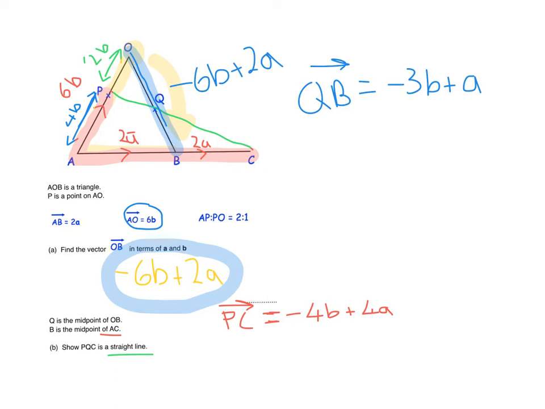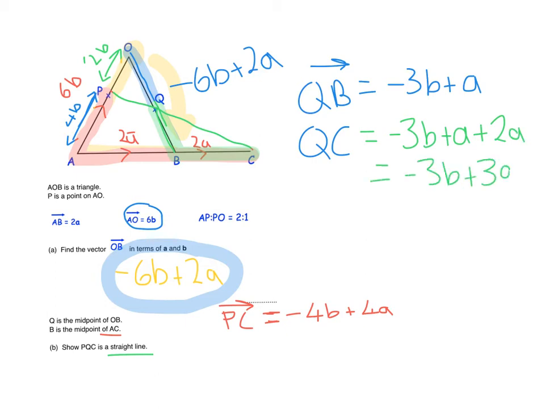Obviously I don't just want QB, I want QC. So I've done QB, and I need to add on an extra 2a. So I've got minus 3b plus 3a.